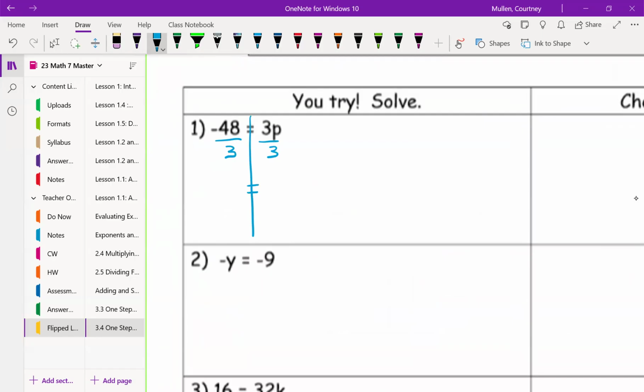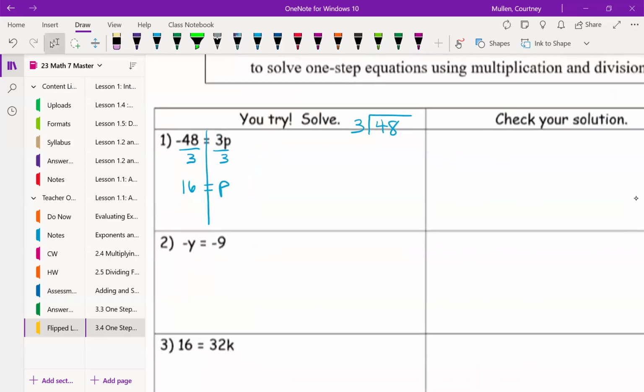What's negative 48 divided by 3? If you're not sure, set up the divisor and the dividend and do a little division. Did you get 16? Well, let's do the check and see. So we have negative 48 equals 3p. So negative 48 equals 3 times our solution, which was 16.